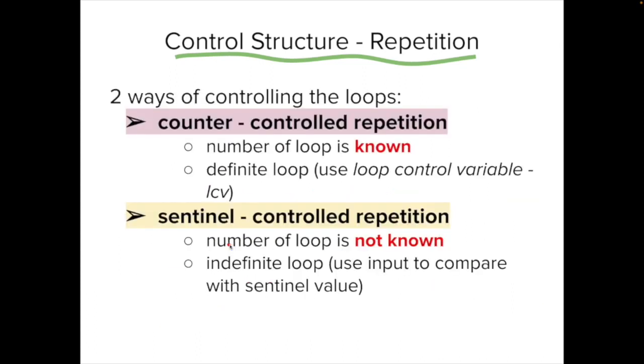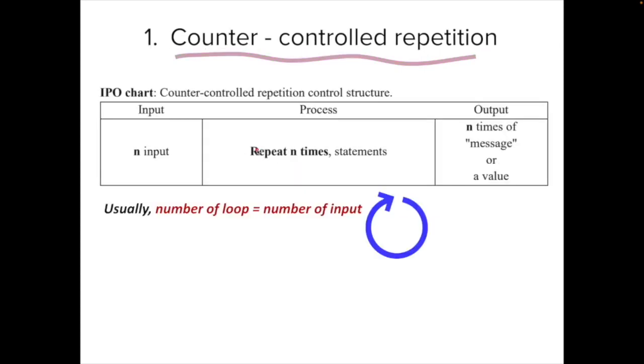There are 2 ways to control the loops. As I always mention, counter control is where we know how many loops we want to do. And for sentinel control, the number of loop is not known. Kita tak tahu berapa banyak kali nak ulang. Kalau counter control, kita tahu berapa banyak kali nak ulang. Itu je beza dia. So kita tengok yang pertama sekali, counter control.